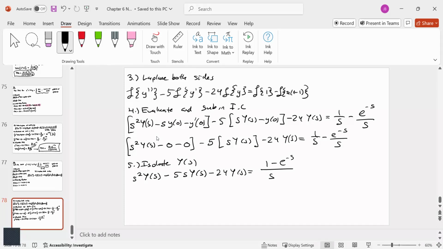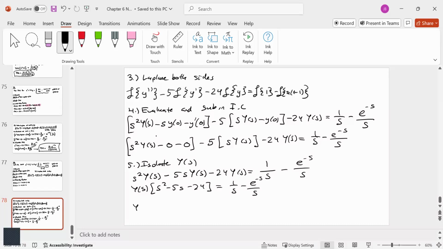Whether you keep it together separately is kind of a personal preference. In fact, I prefer to keep it separate now that I remember because, and you'll see why, it just makes the inverse Laplace a little bit more manageable, more obvious what it is when it's not separated. And then Y of s times (s squared minus 5s minus 24) is equal to 1 over s minus e to the negative s over s.